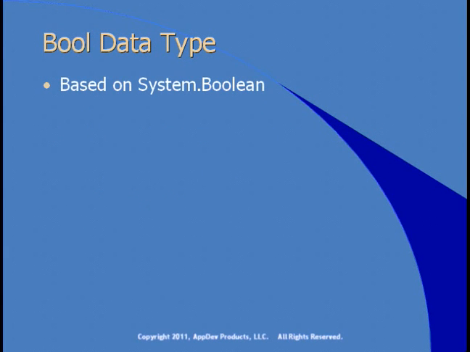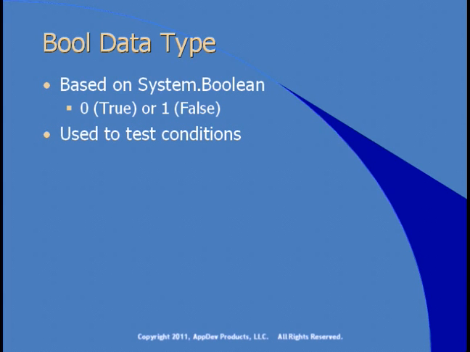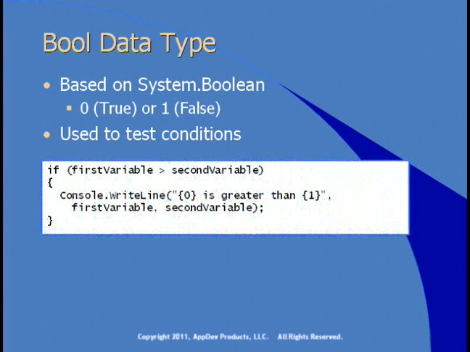The bool data type is based on System.Boolean, and it has two values, 0 which is true or 1 which is false. And you use the bool data type to test conditions. So in this code, if the value of first variable is greater than the value of second variable, then write that using Console.WriteLine. First variable greater than second variable is an expression, and that will evaluate to true if the first value is greater than the second value, and it will evaluate to false otherwise. And in the if statement, the expression is surrounded by parentheses.